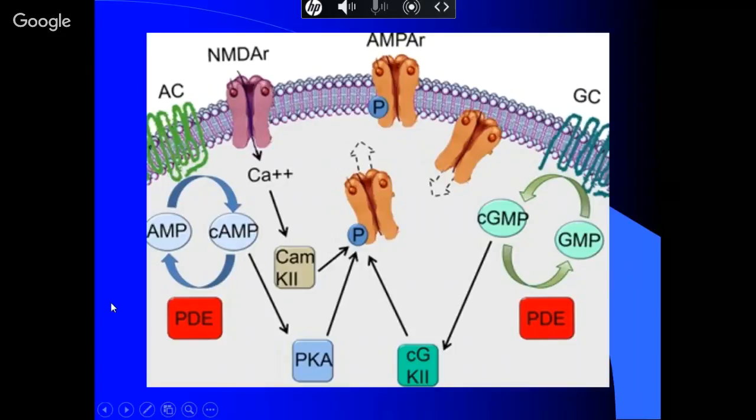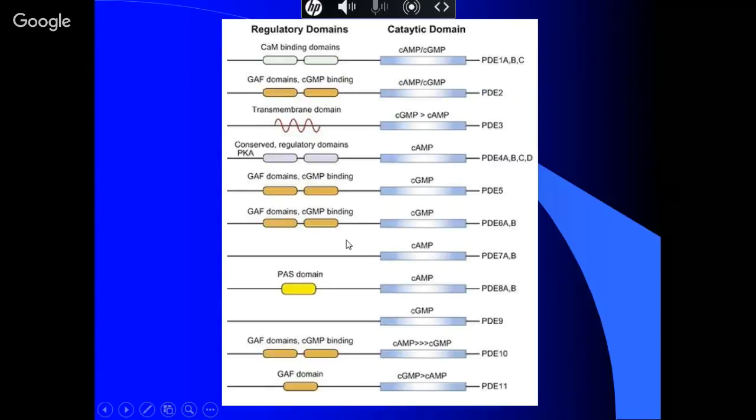Okay, so here's a good picture making cyclic AMP. Here's the synthesis of cyclic AMP. Here's the degradation, very simple. And here's the same thing for cyclic GMP. But the point is these are going to get integrated into very complex systems very quickly.